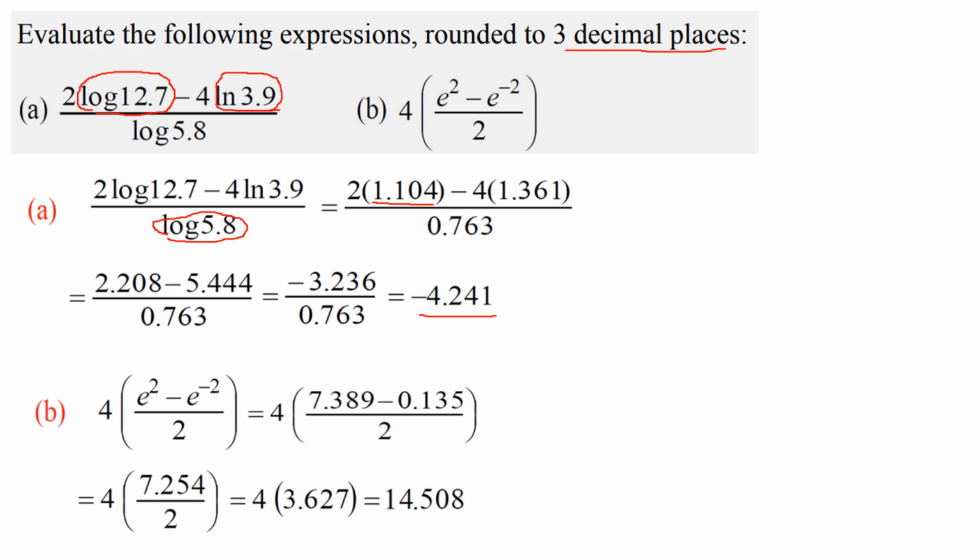So we need to do it step by step. Don't do everything in the same step in the calculator. So that will give you a wrong answer. Always get, say for example, the second one, what is the value of e power 2? Get the value and correct to 3 decimal places. And then you have to find what is e power -2. Get the value from the calculator. Then do the subtraction in the numerator. After that, divided by 2, which gives 3.627, and finally multiply by 4. So this will give you the exact answer.